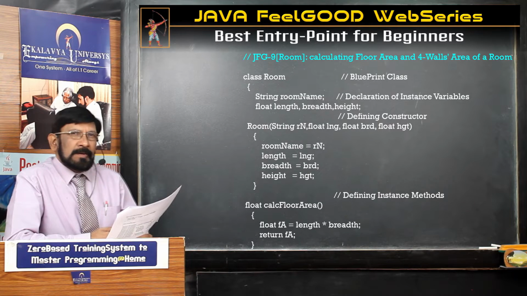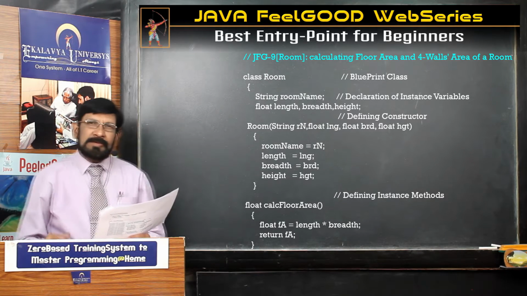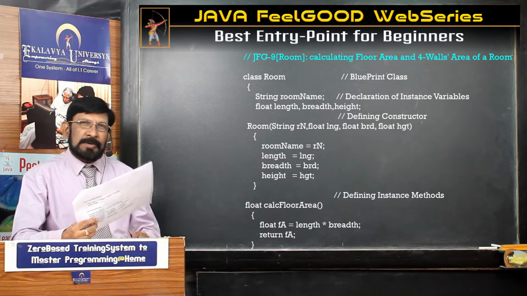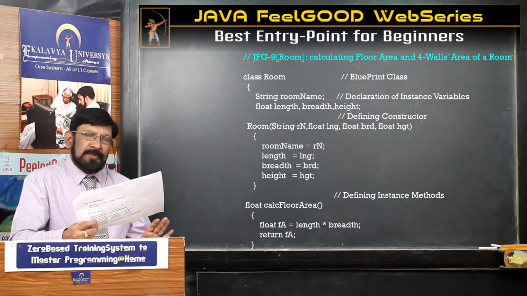Now, first let us define the blueprint class. Let us name it Room. Room is in Pascal case, however, it is only one word, so just name it Room. Here, how many instance variables are required? 4 instance variables are required.